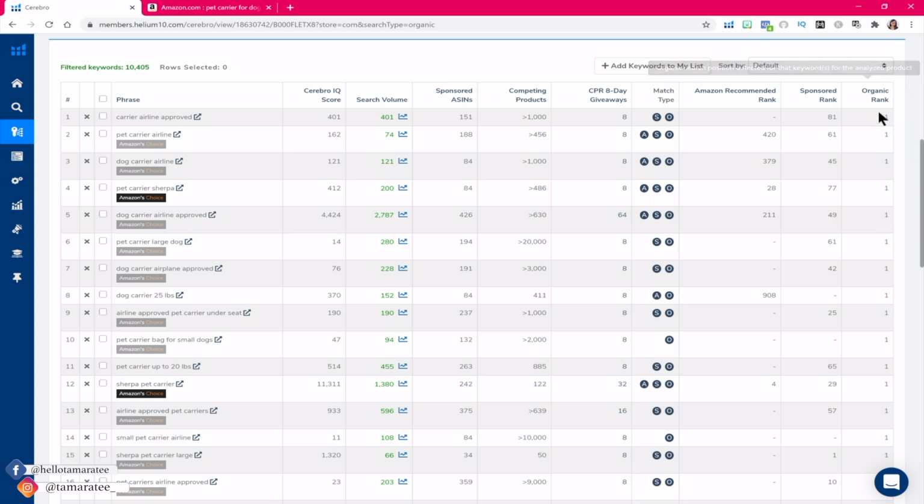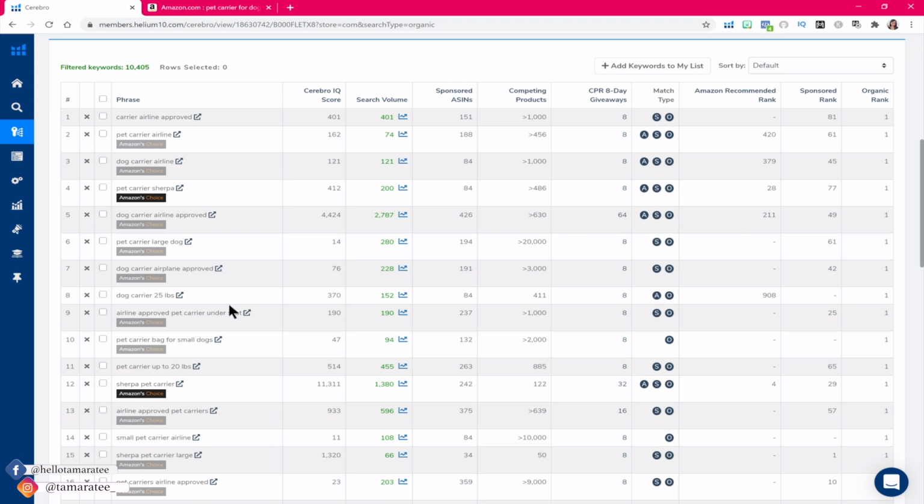So for their organic rank, they are #1 for carrier airline approved. So you might think, okay, this is a really good keyword. I should probably include it in my listing. There's over 400 searches per month, not bad. And this one, dog carrier airline approved. 2,700 searches per month, and they are ranked #1. So this will give you a really good idea on which keywords to include into your product listing if you do go with this product.